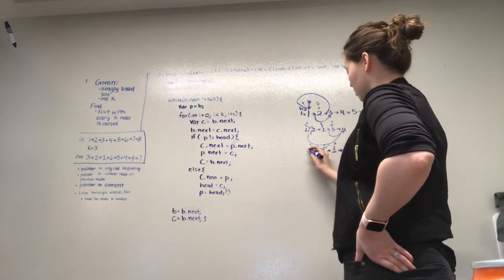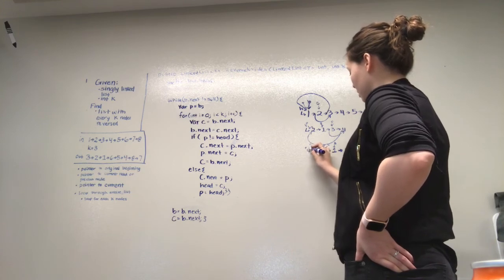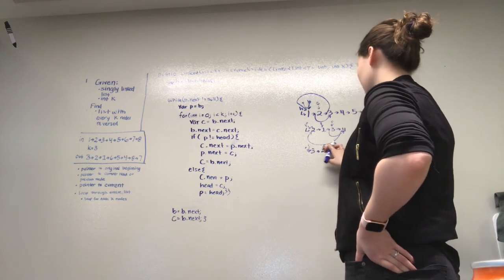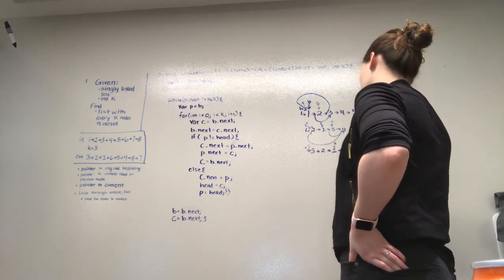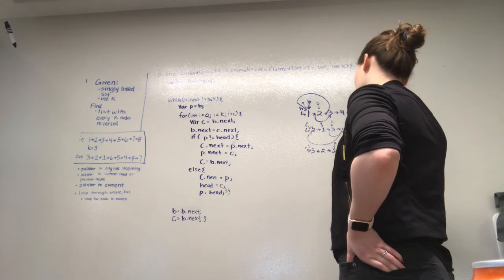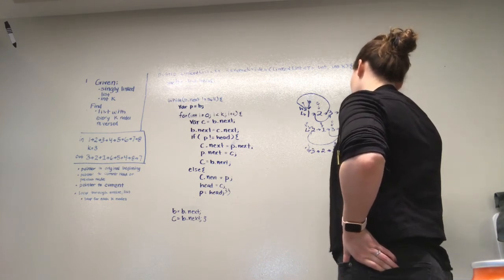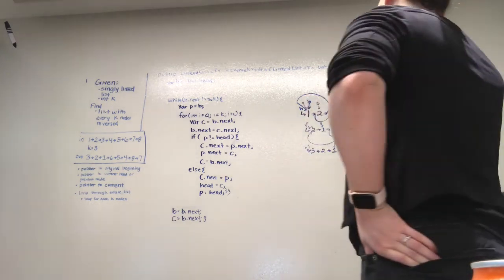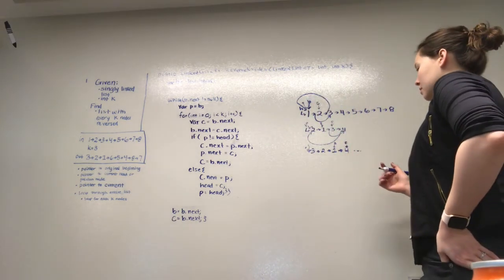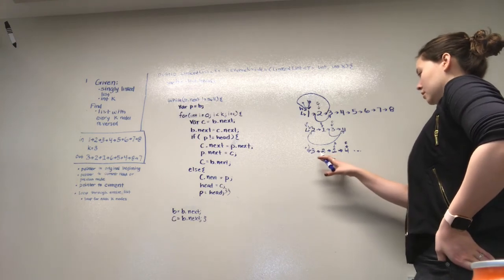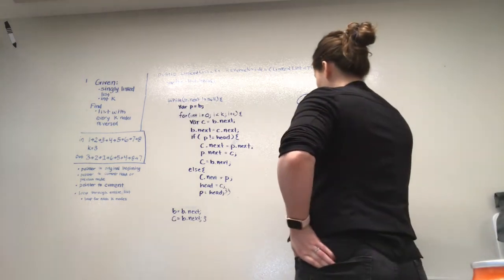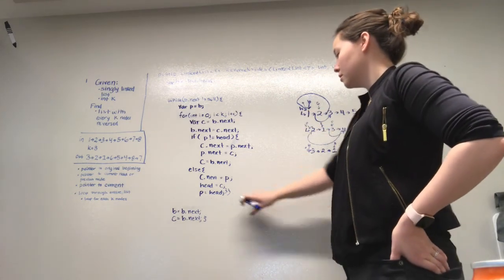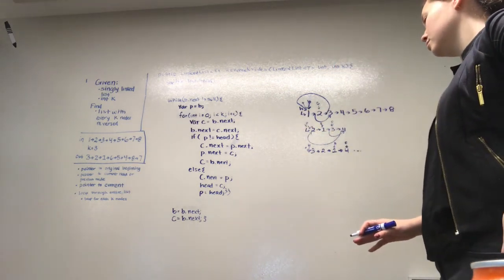So we're going to move P and head here, and then loop again, and C will be equal to B dot next. So this will be C. Now we've gone through k number of times. So we've exited this loop.